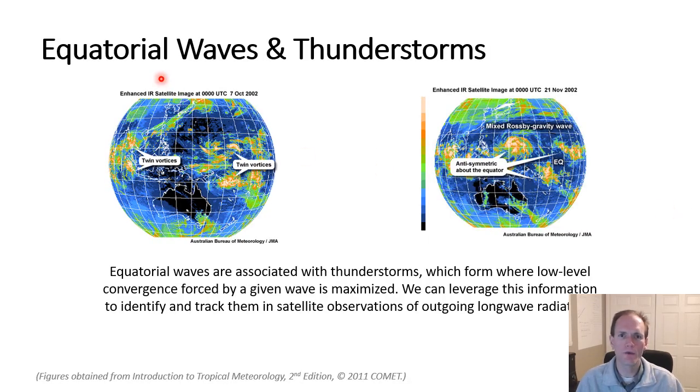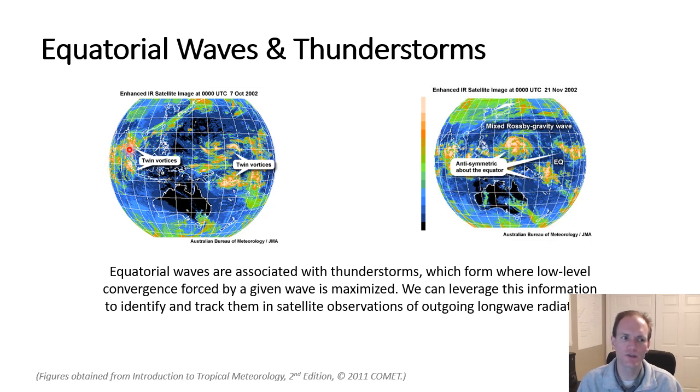So again, when we introduced our wave structures in the previous video series, we showed that there was a unique location for each of the three wave types where convergence at low levels was maximized. And this location is where thunderstorms preferentially form. So we can see here in these two satellite images from 2002 with an equatorial Rossby wave here at left and a mixed Rossby gravity wave here at right, where we have thunderstorms preferentially found with those features.